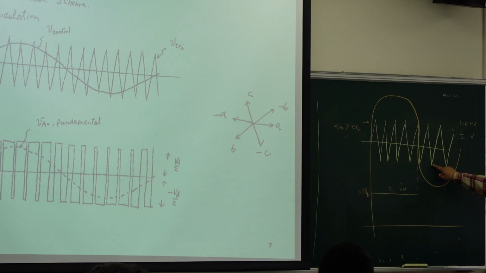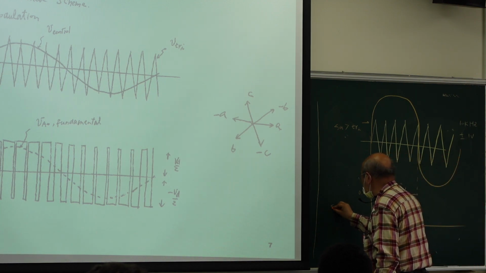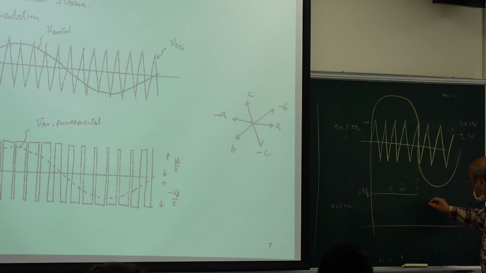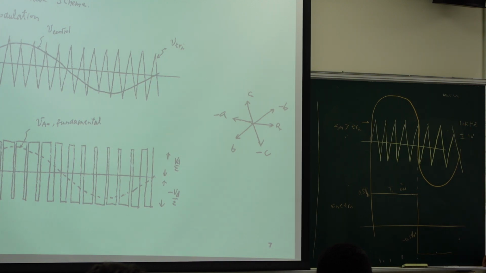After that, you can see the triangular is always larger than the sinusoid, right? So the sinusoid is less than the triangular. Then we can get T1 prime on. So in here, T1 prime is on, then we get minus 0.5 VDC. So here, and then after here, we repeat. So it becomes on and then off.